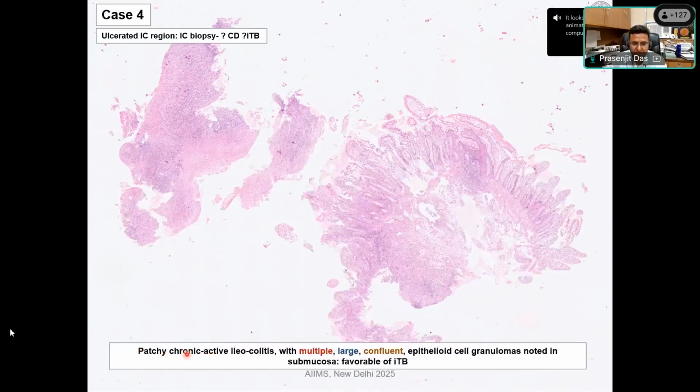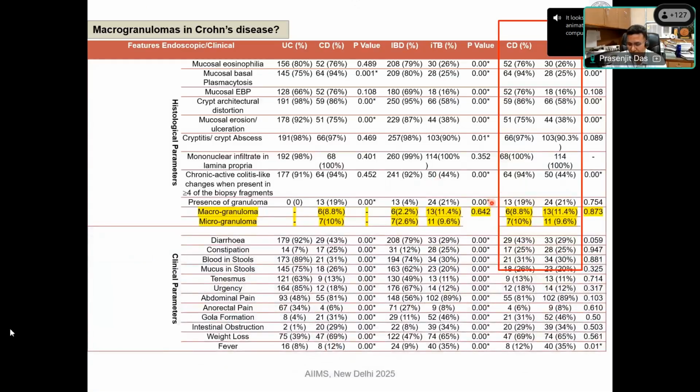It is a patchy chronic active ileocolitis because there are colonic fragments which are completely ulcerated, with multiple large confluent epithelioid cell granulomas noted in the submucosa. So the etiological diagnosis is favorable of ITB. Is that clear? So this is how we should approach these biopsies.